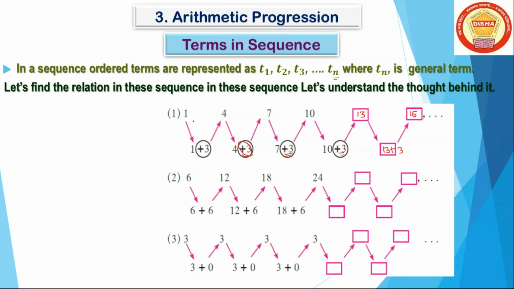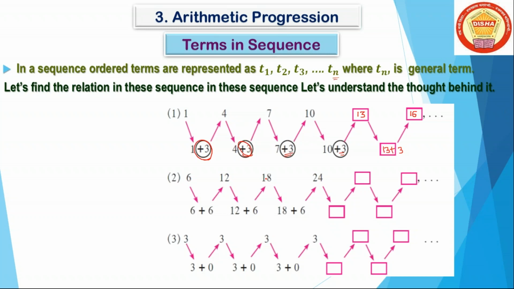That is, 1, 4, 7, 10, 13, 16. Then we can find infinitely many terms in the given sequence. So in the first example, we added 3 to each term, and then we get the given sequence. Okay. Then we see the second example.